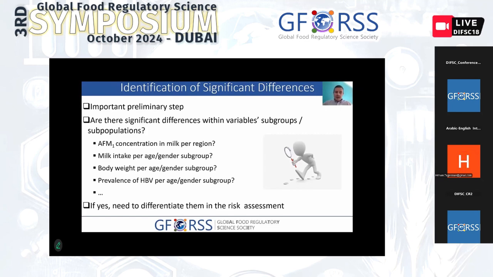Another one could have been, do we have different AFM1 concentration in milk per region? But in our case, in the case of Lebanon, this wasn't relevant since we are dealing with national distribution. But potentially, it could have been useful to identify problematic production sites. The point is, if you are able to identify differences that could lead to different exposure, then it would be ideal to perform different risk assessments.